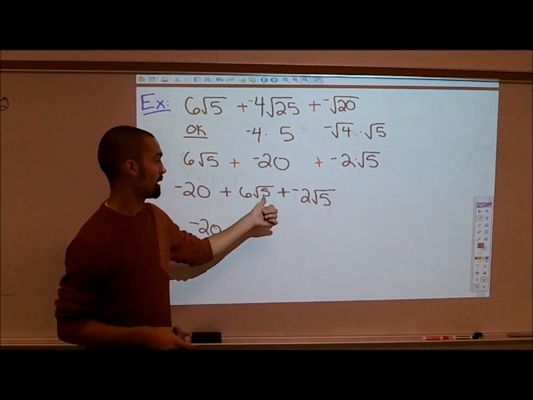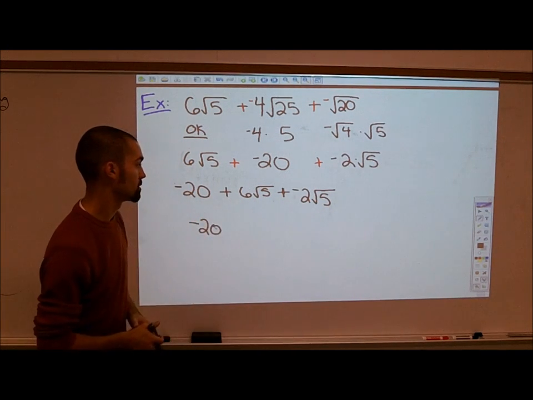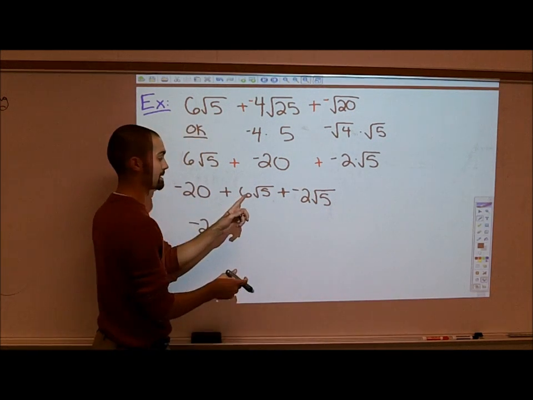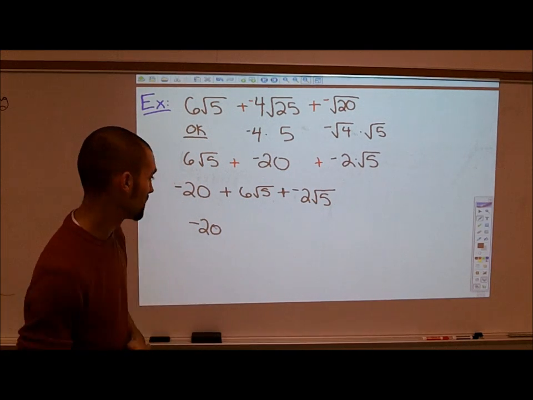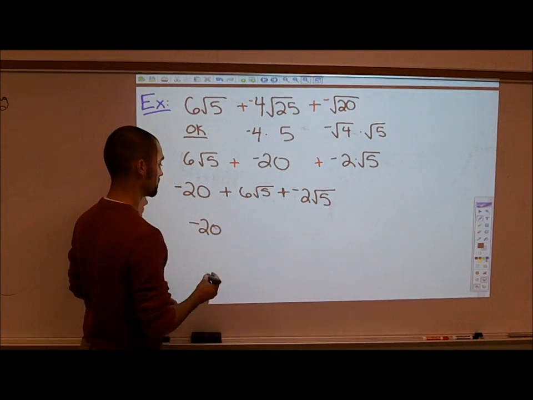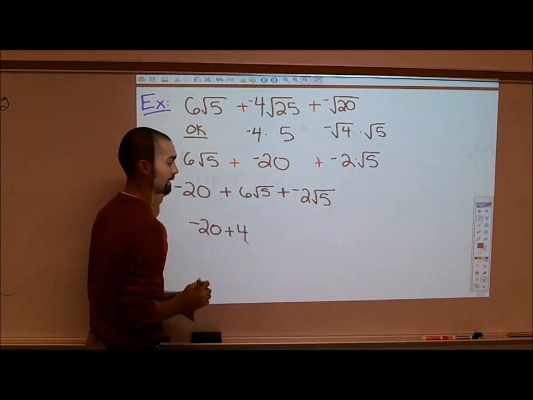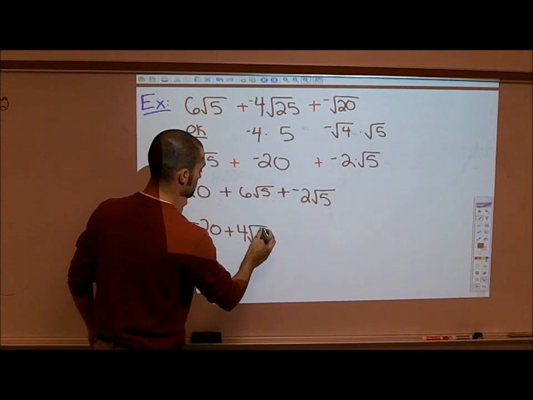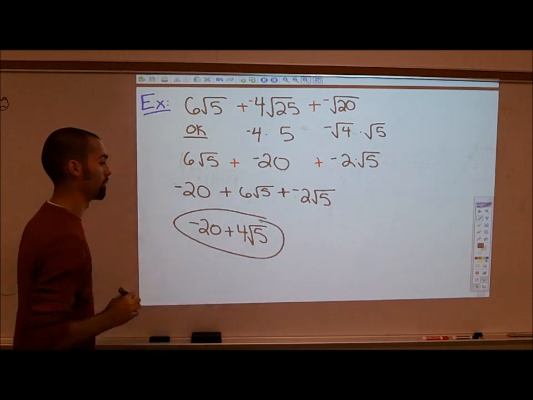Okay. Well, I have two things that have square root of 5. So I'm going to add the numbers outside of the square root. I'm going to add 6 and negative 2. Okay? So we go back to our first skills we did in this unit. 6 plus a negative 2 is going to equal a positive 4. So that's going to be plus a positive 4. And again, we do not add the radicals. They stay the same. Square root of 5. There is our final answer.